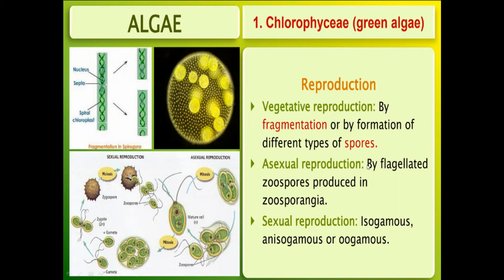Asexual reproduction is by flagellated zoospores produced in zoosporangia. See, these are zoospores, and this is the zoosporangium. These are zoospores, asexual. Sexual reproduction is isogamous, anisogamous, and oogamous. What is isogamous? Male and female gametes of the same size. Anisogamous: the male is always smaller, the female is bigger. Oogamous is by formation of gametes.